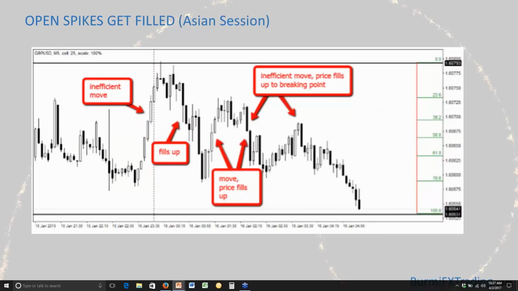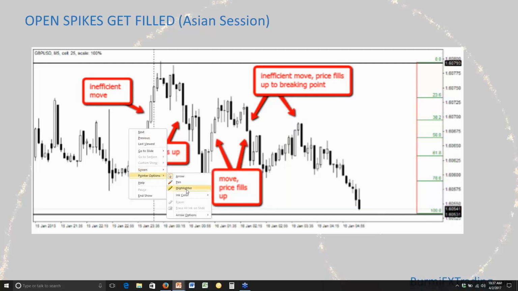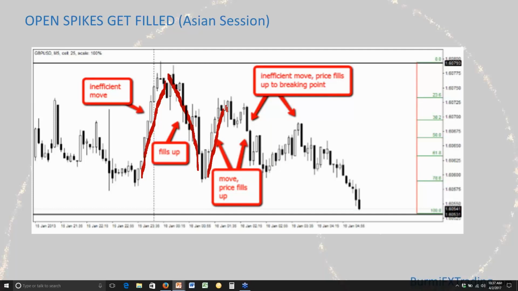So here we have another price behavior that we watch out for during the Asian session. Any open spikes, they get filled. We already saw a couple examples of that. So here we have an open spike, and price fills up that open spike. We have an open spike, price fills it up, another open spike, price fills it up, another one here, and price fills that up.